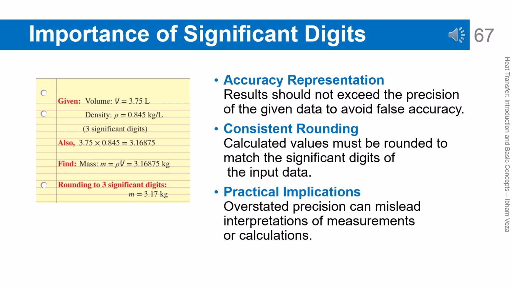Importance of significant digits. Calculated results should not have higher precision than the input data. Rounding must be performed so that the number of significant digits matches the original data. Showing too many digits can mislead the interpretation of results. This principle keeps reported results scientifically honest. In this way, the quality of data and calculations is maintained.